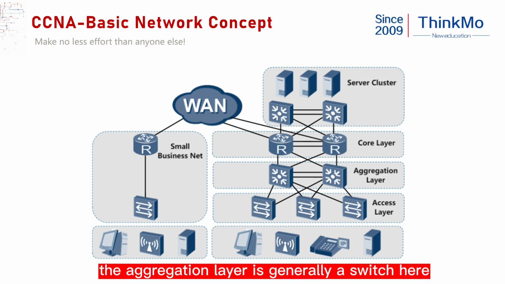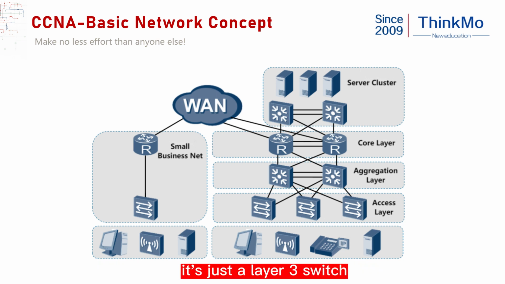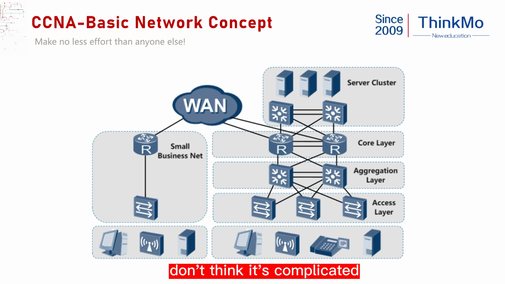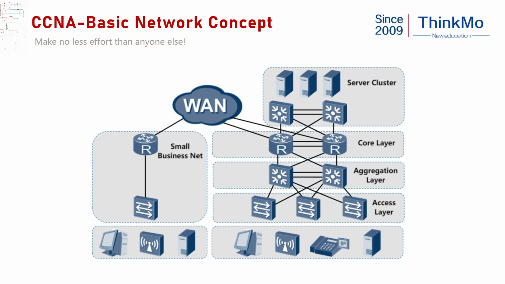The aggregation layer is generally a switch, a layer 3 switch. Everyone can see it supports us in running routing protocols such as OSPF. It is a layer 3 switch, and below it are layer 2 switches. First, let me tell you, we are actually teaching more for a small business network. So for this architecture, don't think it's complicated, because it's learned slowly. It is not something you are required to master at this stage.